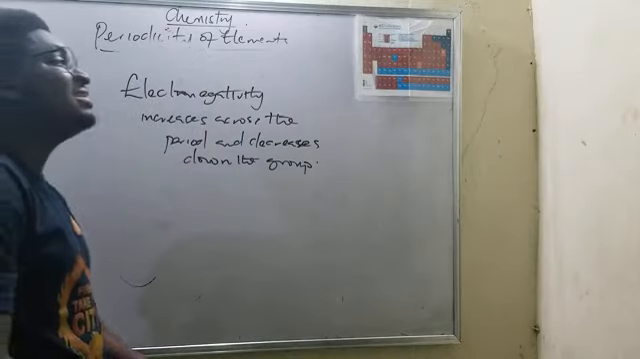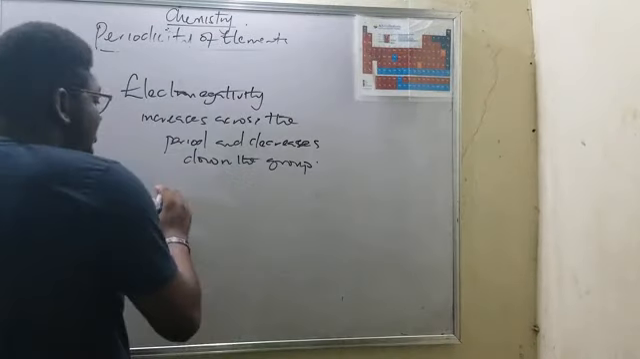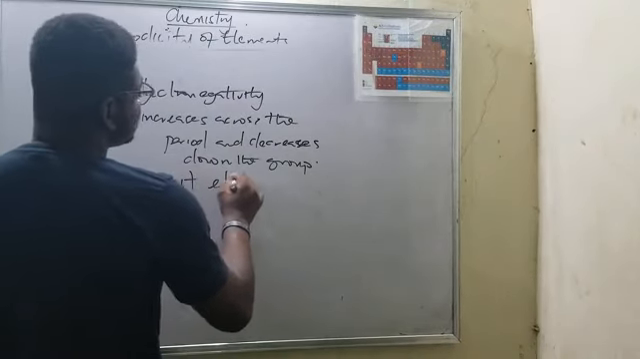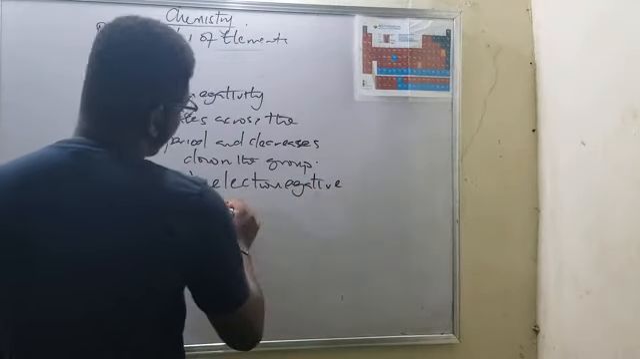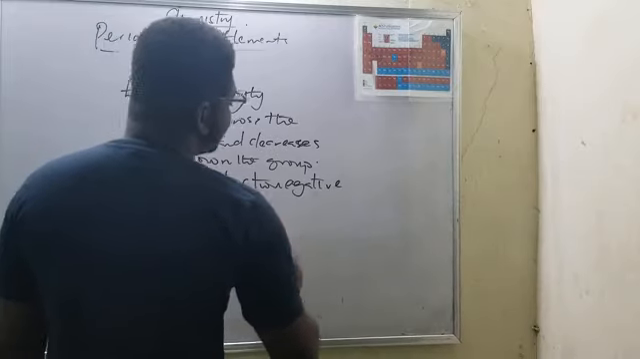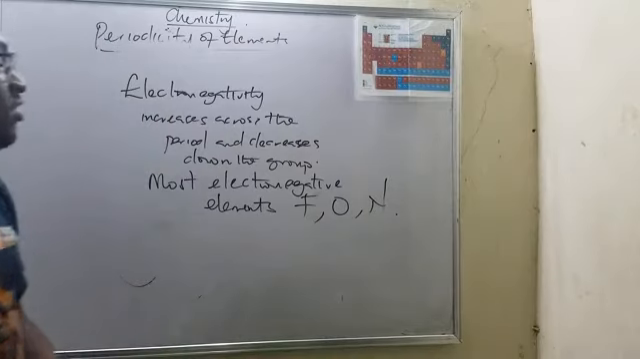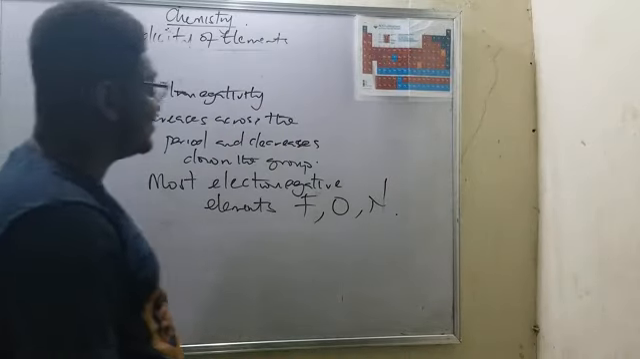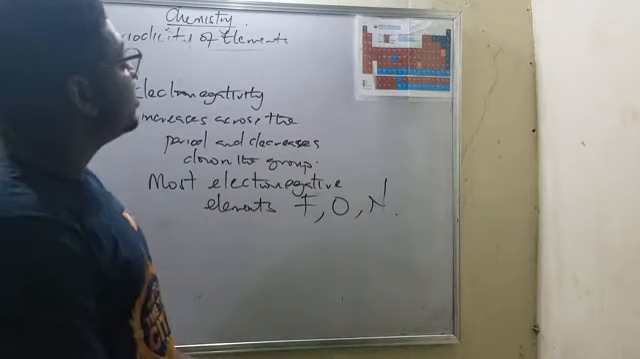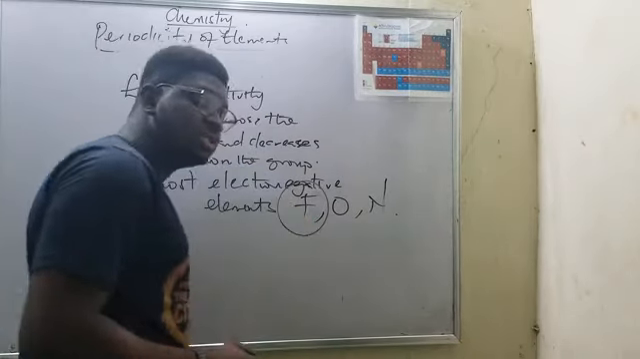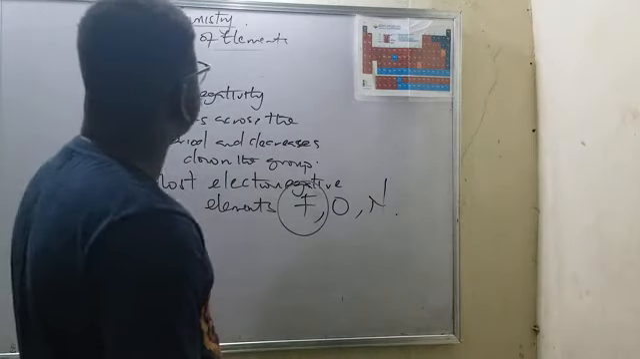And that is why the most electronegative elements are known to be small. They are fluorine, oxygen, and nitrogen. I call them FON just to play with them, or NOF, whichever one you like. So fluorine, oxygen, and nitrogen, with fluorine as the most electronegative. So that is all on the periodicity of elements.